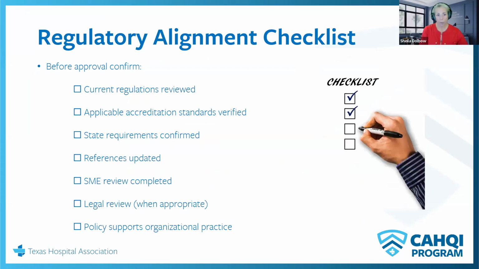Before you approve any type of policy, it's important to again confirm that current regulations have actually been reviewed, as well as any applicable accreditation standards, that your state requirements have been evaluated and it complies with those. All references are up to date. If you have a subject matter expert available to you in whatever the area is, that review has been completed. If it's something that needs to be reviewed by your legal team, if you have one, or outside counsel, that's absolutely appropriate on some items. And of course, that it supports your organizational practice.